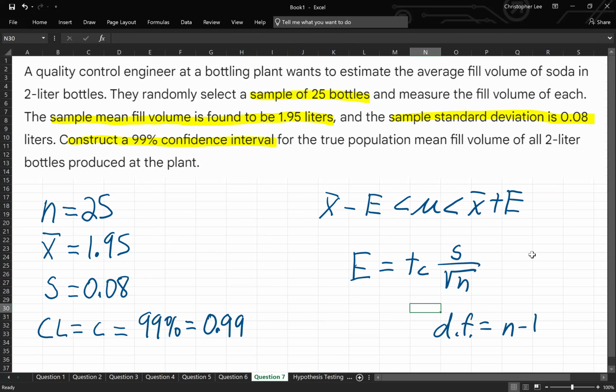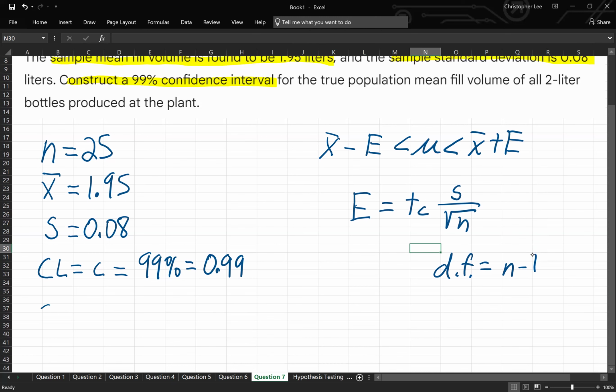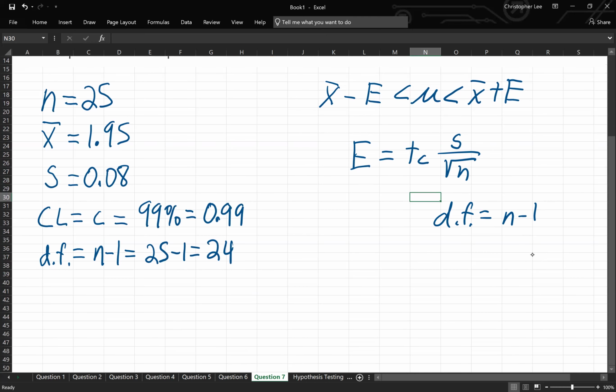Degrees of freedom is kind of simple. Let's do that over here. Degrees of freedom is equal to n minus 1, which is equal to, what's my n again? 25 minus 1, which gives me 24. That's excellent. So now, what's the only thing I'm missing? I'm missing my T critical. So let's figure out T critical.